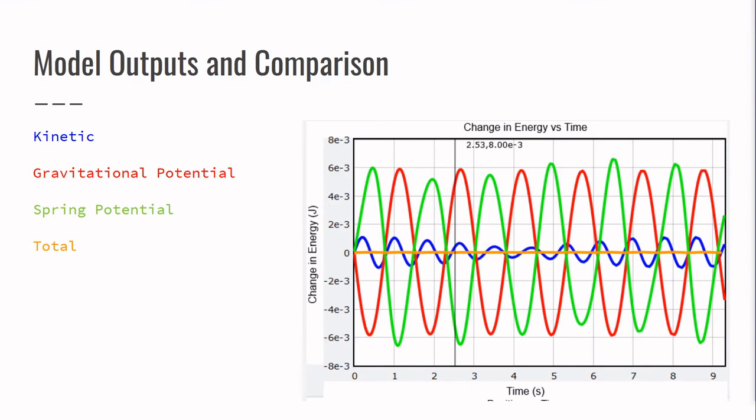On this graph, we can see the kinetic energy in blue, the gravitational potential energy in red, the spring potential energy in green, and the total energy in orange. We'll come back to this graph momentarily.